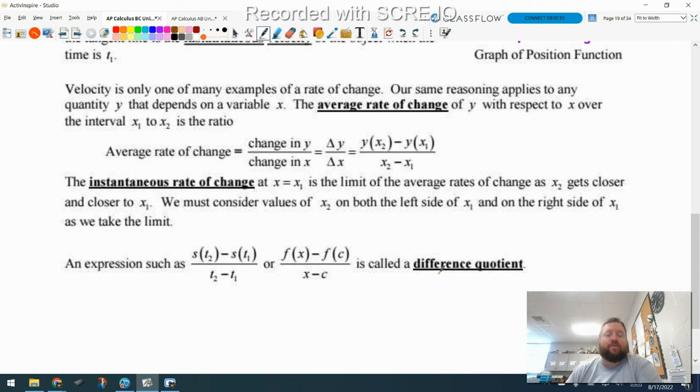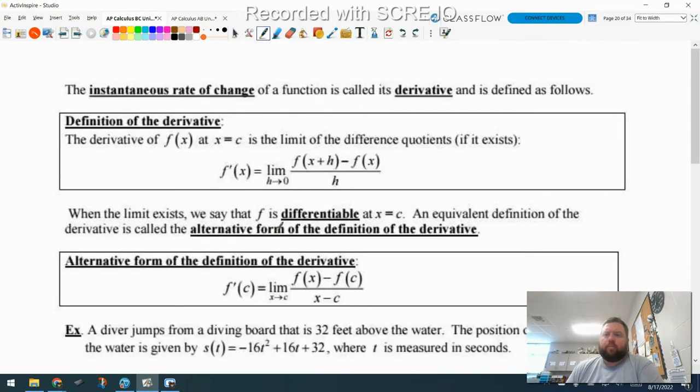You'll be asked to do a difference quotient a lot. You'll see it's a quotient because there's a division sign, and it's a difference because there's a minus sign. So it's right there in the name for you. Okay, so the instantaneous rate of change is called its derivative. Rate of change, remember, is slope. So anytime you see the word derivative, you should be thinking about slope. Derivative means slope. Derivative means rate of change.